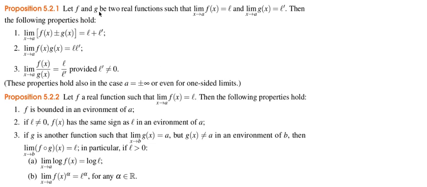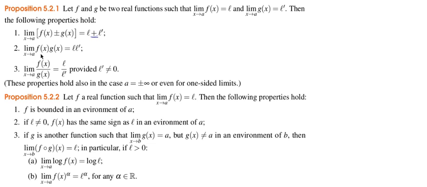Let f and g be two real functions such that the limit of f when x goes to a is L, and the limit of g when x goes to a is L prime. Then we have these three properties. The limit of the sum of f and g, or the subtraction of f and g, is the sum or the subtraction of the limits. There's a typo here, so it's f minus g, the limit is L minus L prime.